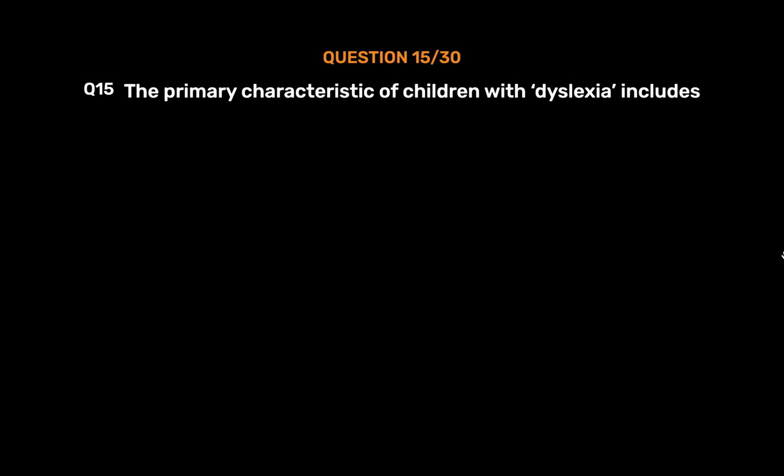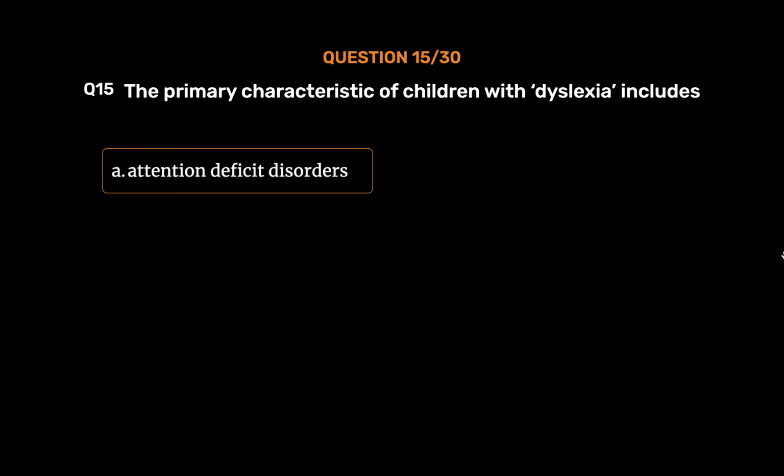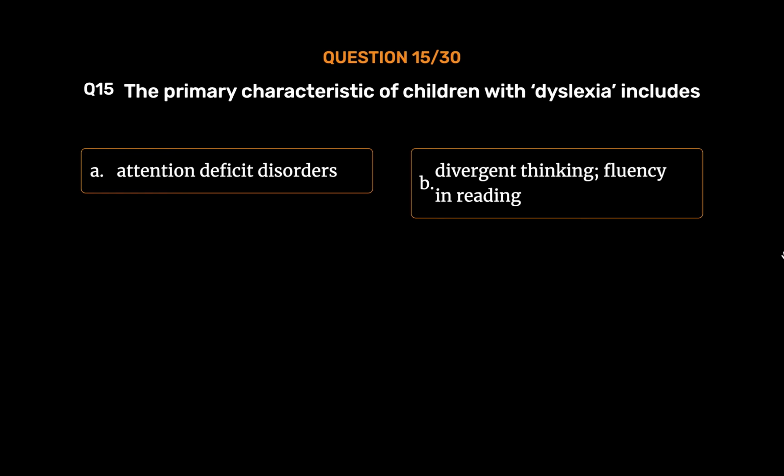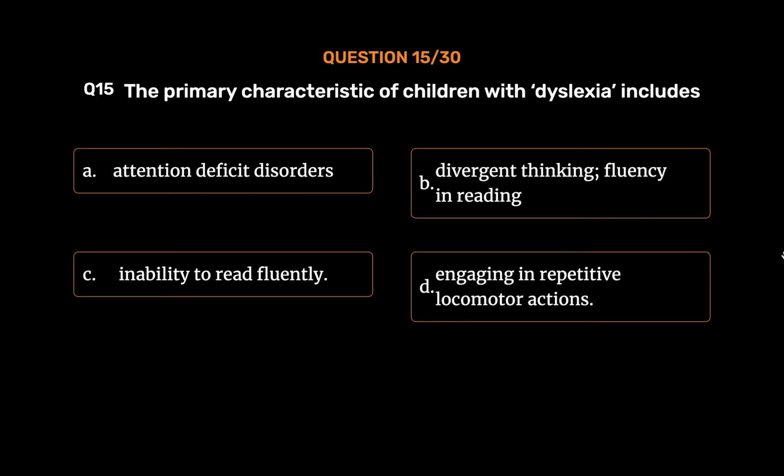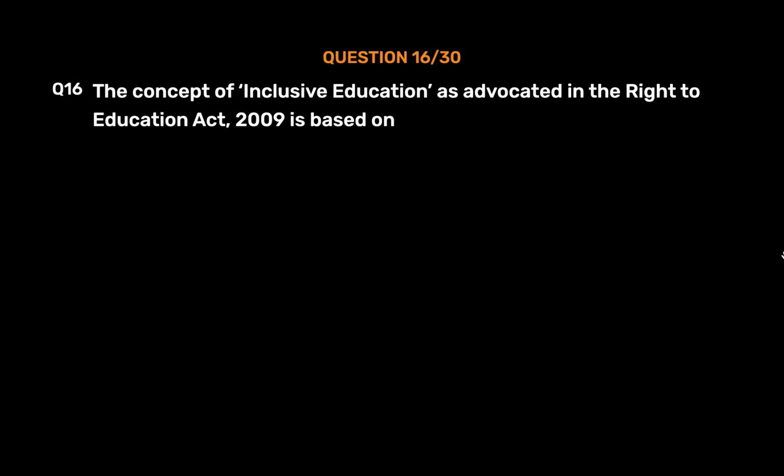Question number 15. The primary characteristic of children with dyslexia includes Option A. Attention deficit disorders. Option B. Divergent thinking, fluency in reading. Option C. Inability to read fluently. Option D. Engaging in repetitive locomotor actions. The correct answer is Option C. Inability to read fluently.